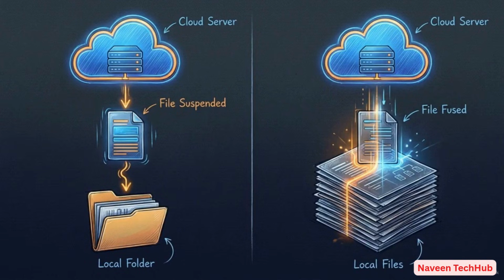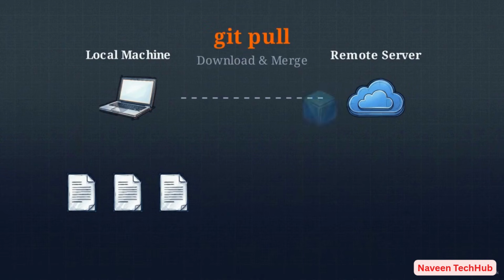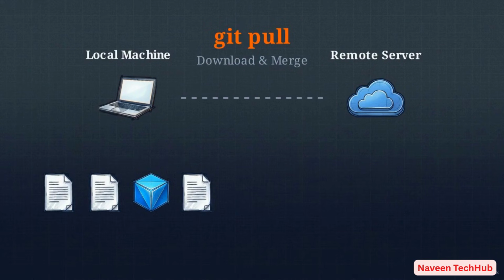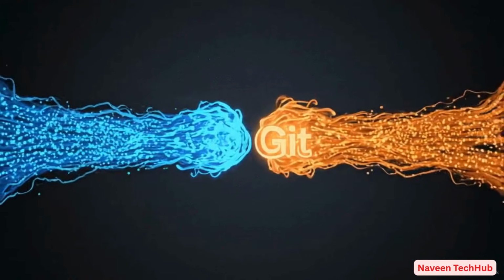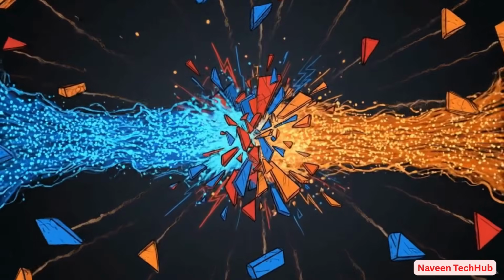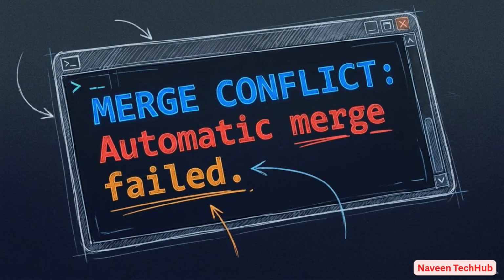One common interview question asks to distinguish between fetching and pulling. Git fetch downloads new data from the remote server for you to review. Git pull downloads that data and immediately attempts to merge it into your local files. This collision represents a merge conflict. This happens when 2 developers edit the exact same line of code in the same file, and Git cannot determine which version should be kept.